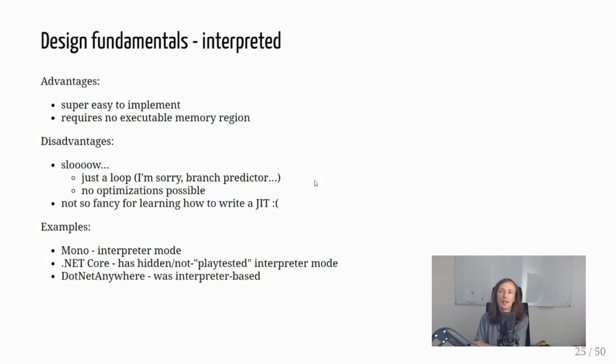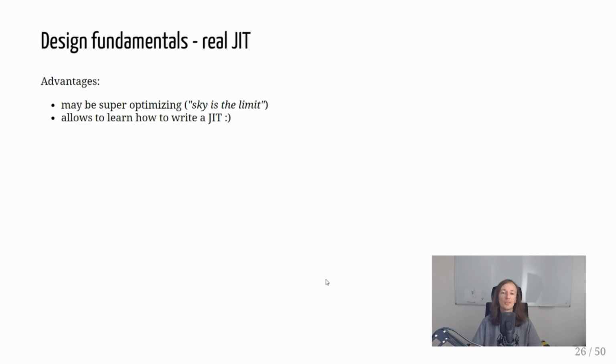Mono is something that has an interpreter mode, and that's why Blazor is using Mono, because currently WebAssembly, which is underneath Blazor, does not provide the possibility to write to an executable memory region. So we need this interpreted mode for Blazor currently. .NET Core also has an interpreter mode inside, but it is just for experimental purposes. You need to recompile .NET Core with it enabled. And .NET Anywhere also is using something similar, and that's why it was the very first runtime used for Blazor experiments.